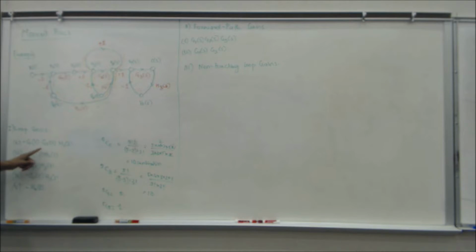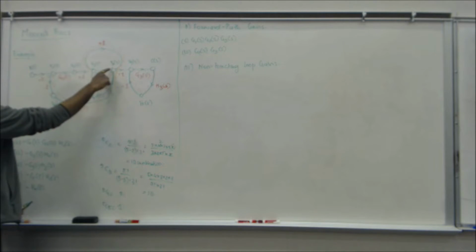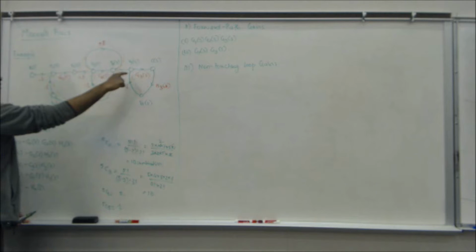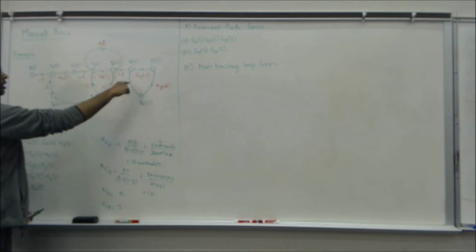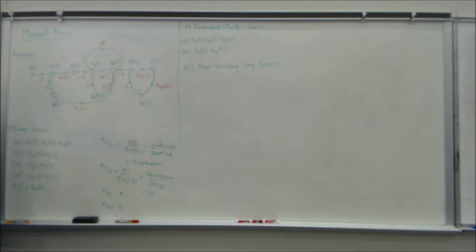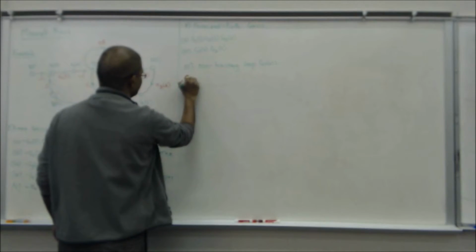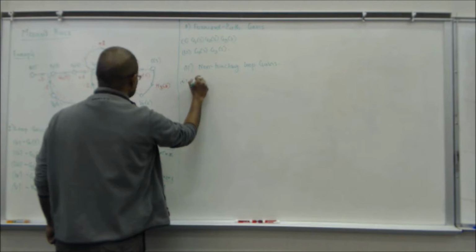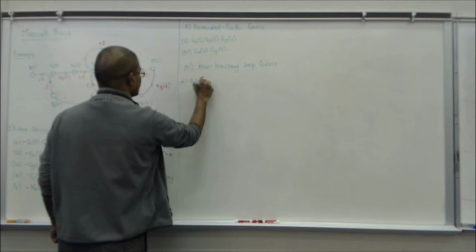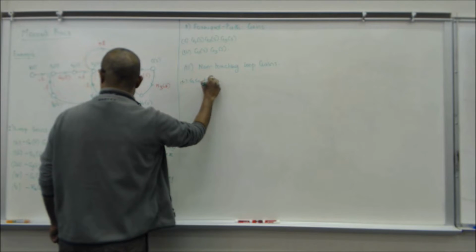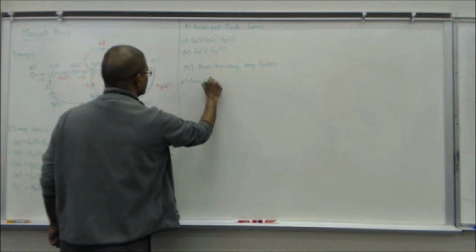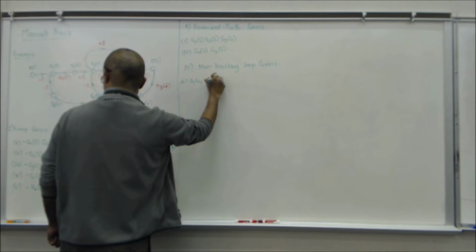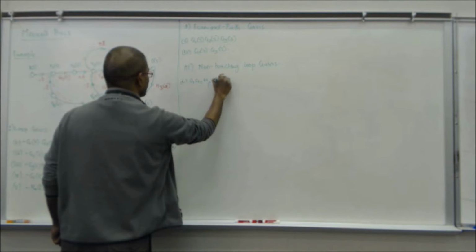So let's look at the loops themselves. G1, G2, H1, and G3, H3. So these are non-touching loops. This is the first non-touching loop. So what you're going to get here is G1, G2, H1, and G3, H3.